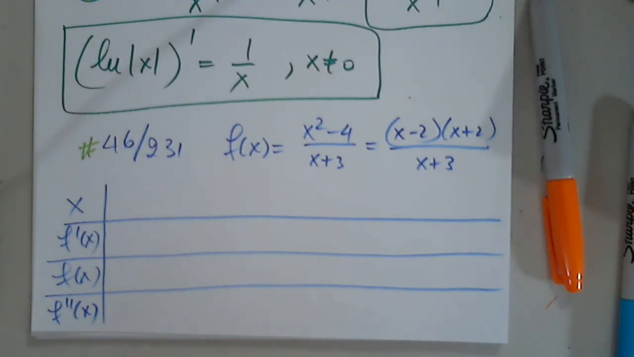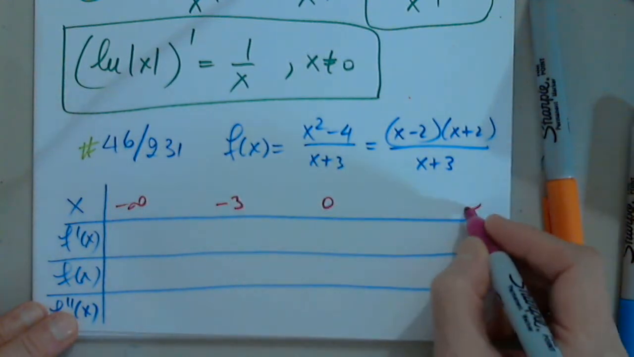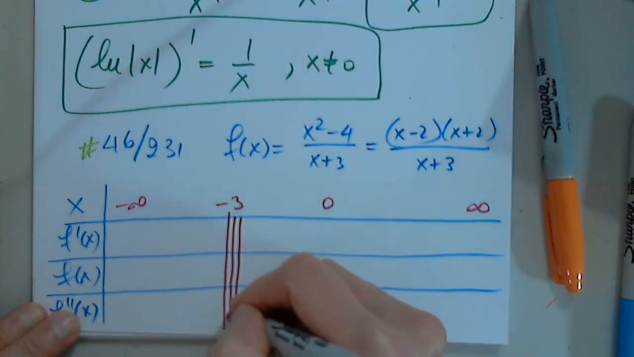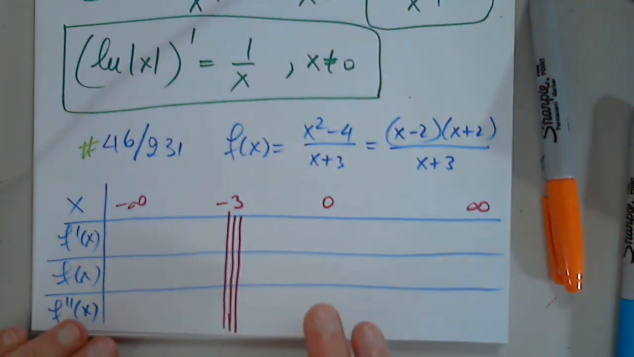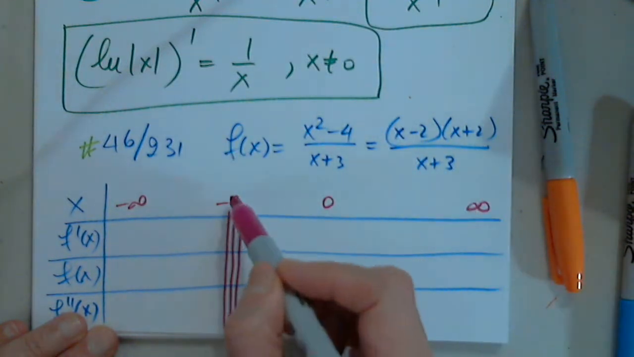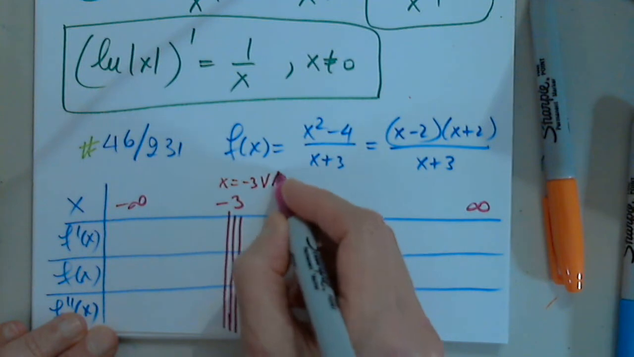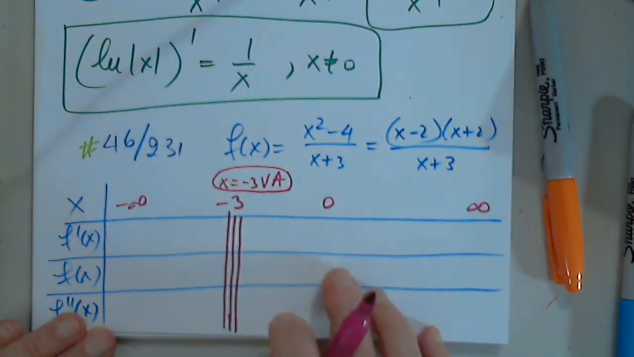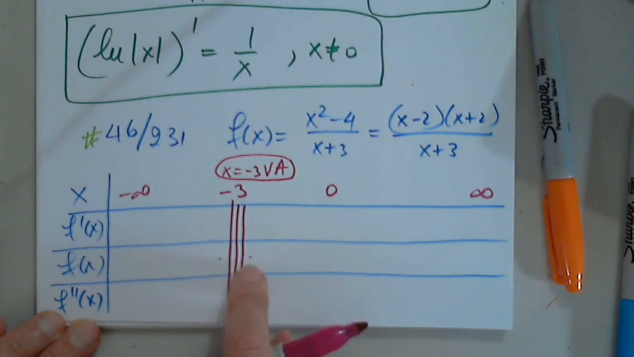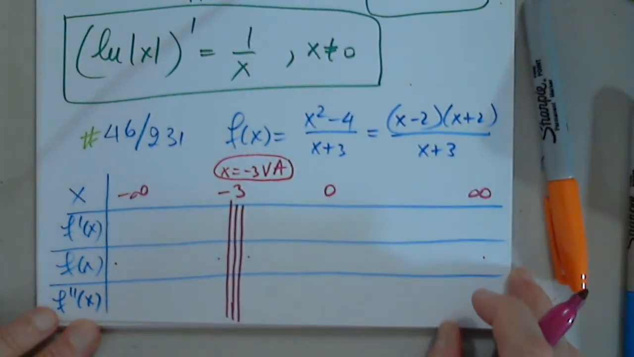It's negative infinity to -3, union, -3 to infinity. Excellent. Thank you very much. Which means, because x plus 3 does not go away, that x equals -3 is a vertical asymptote. So then I know I have to find the limits here and also here, of course.